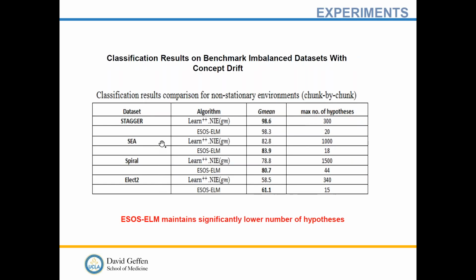So on all the 4 data streams, our method performs better than the state-of-the-art Learn++ method. But the main difference is the number of maximum hypotheses it stores. So for example, you take the CR dataset example. Learn++ maintains 1,000 classifiers in the ensemble, while ESOS-ELM only maintains 18 and still produces better results.